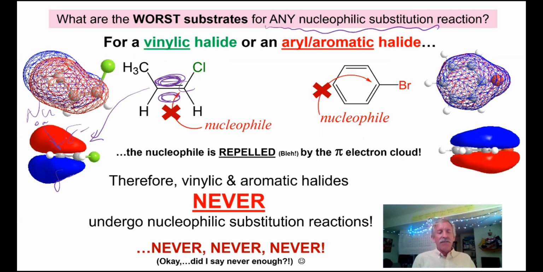Okay, did I say never enough? Really? Never. So make sure that if you ever see a vinylic halide or vinylic leaving group or aromatic leaving group, like this bromide on a benzene ring, these are awful and they will never react in a nucleophilic substitution reaction. It doesn't mean they never react. Wait till you take Chem 212, great course. In that course, you will learn experiments that react with these species, but they're just not nucleophilic substitution reactions. Cool.